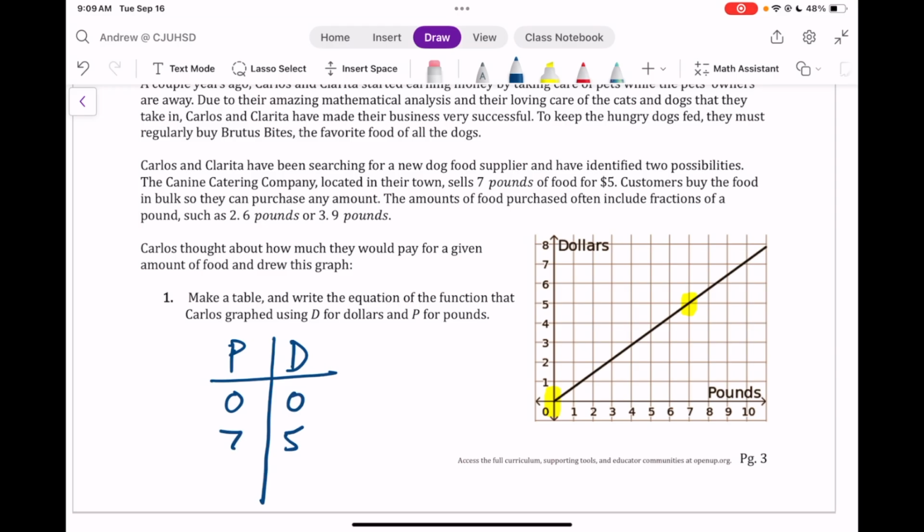And now to come up with the equation, first of all, we can see that the y-intercept is 0. Now let's talk about slope. The slope is the change of the y, or the dependent variable. It's going up by 5 here, divided by the change in the independent variable. That's plus 7. So the slope is 5/7. That means we can write that dollars equals 5/7 pounds. And there's our equation.